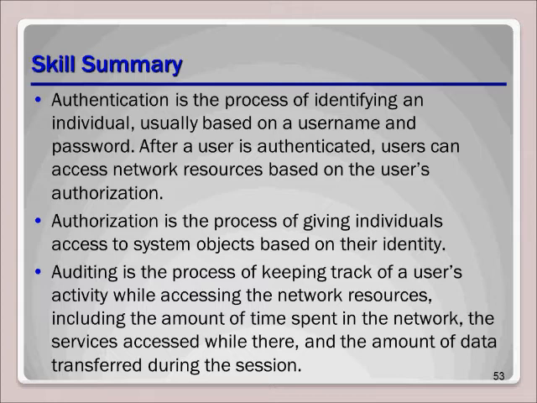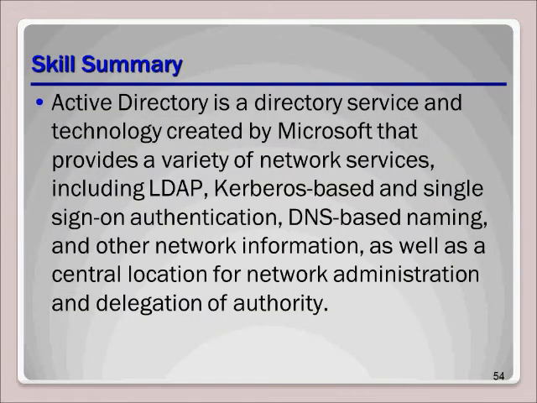Authentication is the process of identifying an individual, usually based on a username and password. After a user is authenticated, users can access network resources based on the user's authorization. Authorization is the process of giving individuals access to system objects based on their identity. Auditing is the process of keeping track of a user's activity while accessing the network resources, including the amount of time spent in the network, the services accessed while there, and the amount of data transferred during the session.